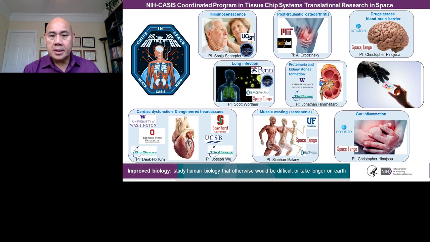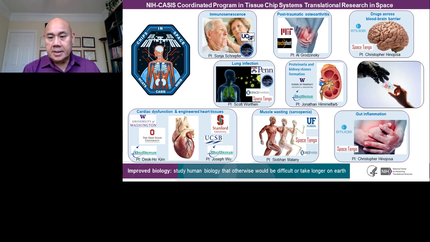So in terms of the projects, we're looking at immune senescence, we're looking at bone and joint problems, issues with integrity of the blood-brain barrier, looking at infection, primarily in the lung, looking at proteinuria and kidney stone formation, sarcopenia, looking also at cardiovascular deficiencies, and then also some of the GI disturbances.